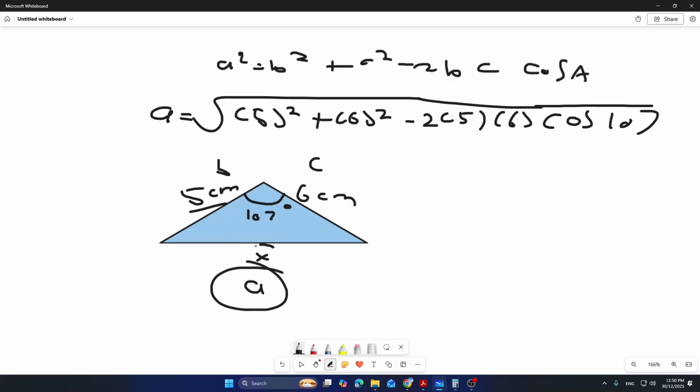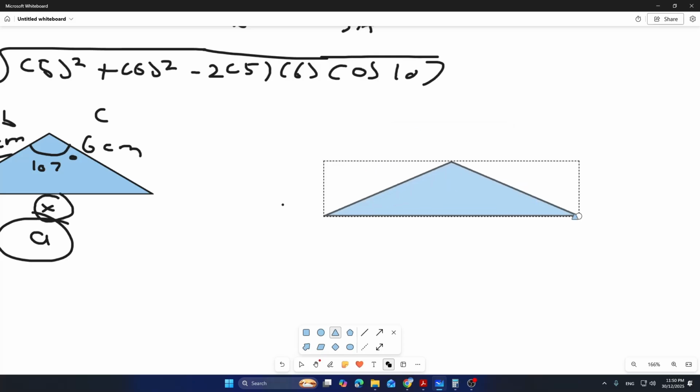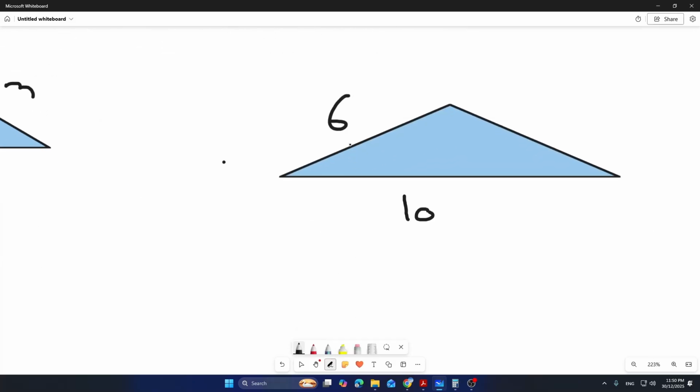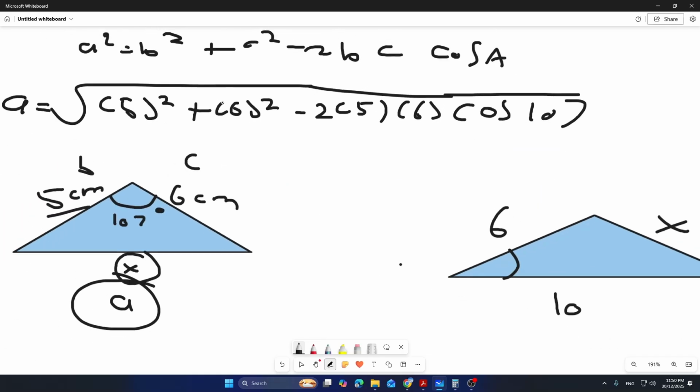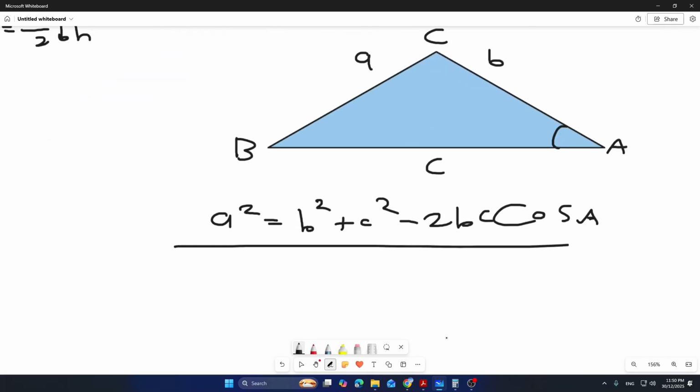And it works not only for this side, it also works if I have another triangle, and I have, for example, this side, and this side, and this angle. I can use that to find this side. Same substitution, same method. Just using the formula, the cosine rule, a squared equals b squared plus c squared minus 2bc cos A. Okay, so that's called the cosine rule.